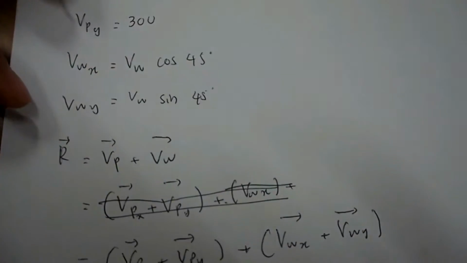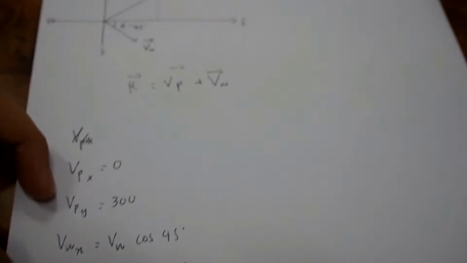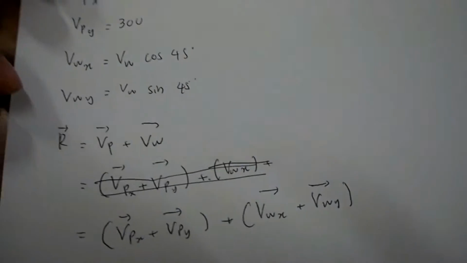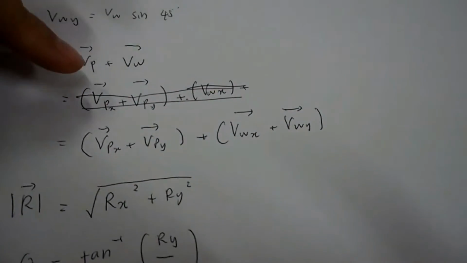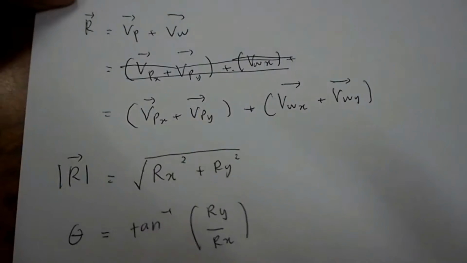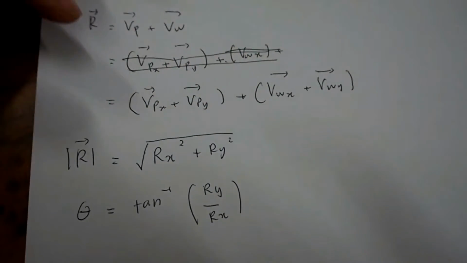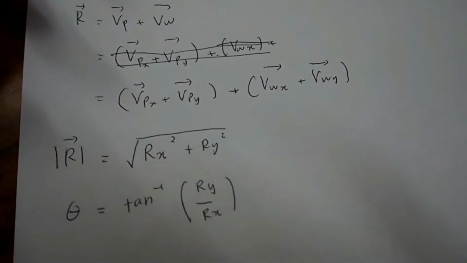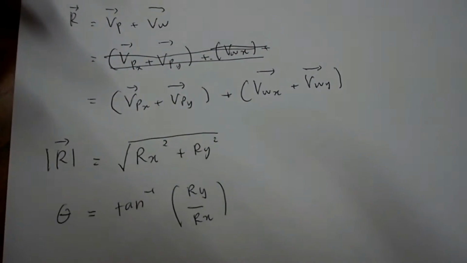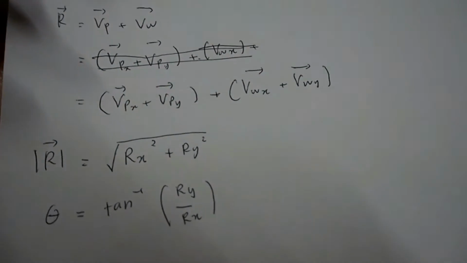Since we want to find r, which is the resultant vector, it will be VP plus VW. So it will be VPX, VPY, VWX, and VWY. For the direction, theta equals tan inverse of ry over rx, and the magnitude is the square root of rx squared plus ry squared.